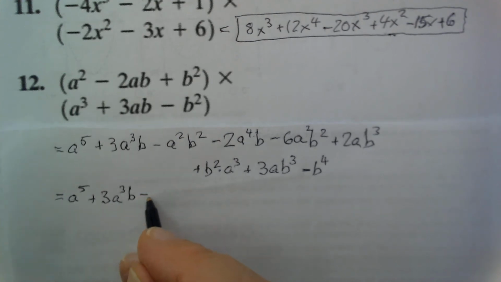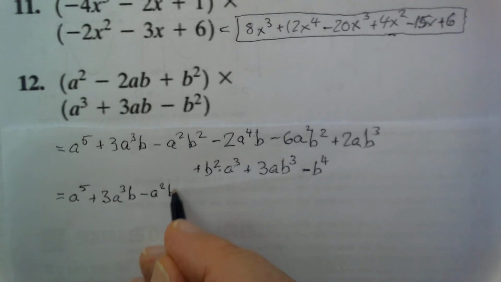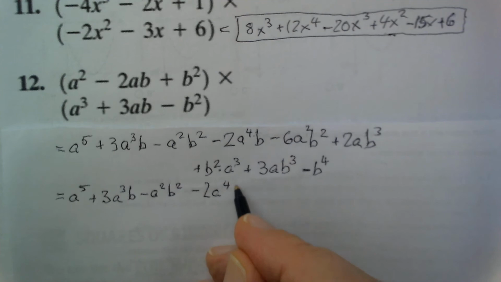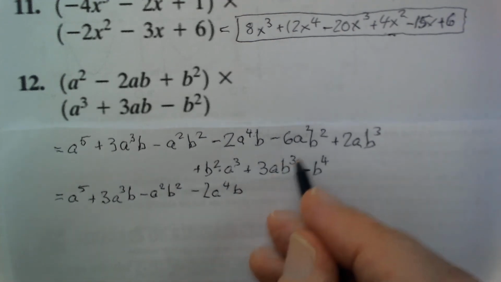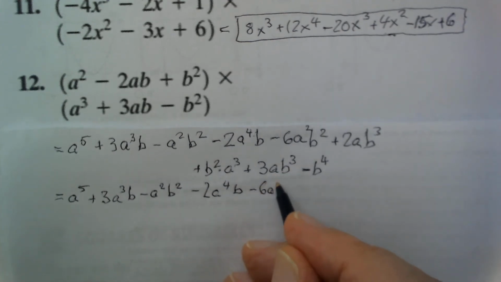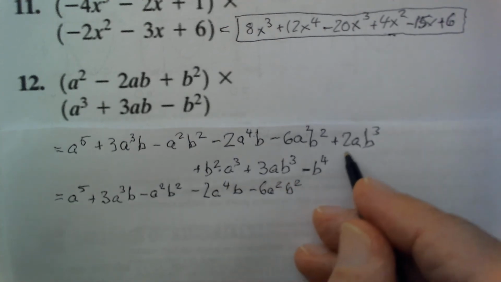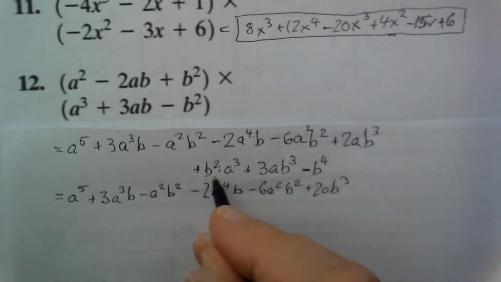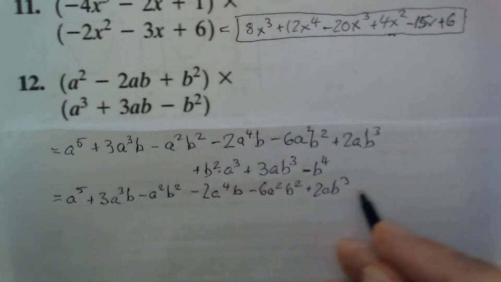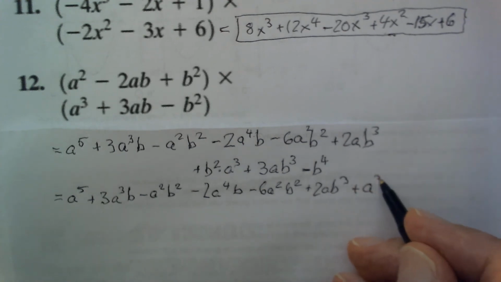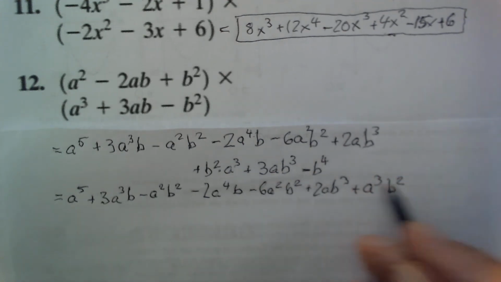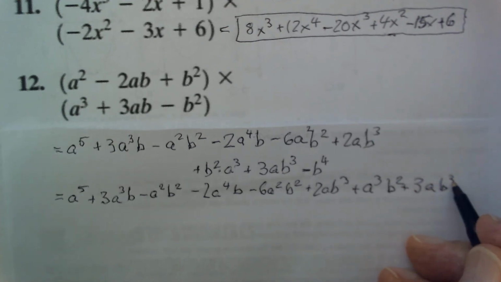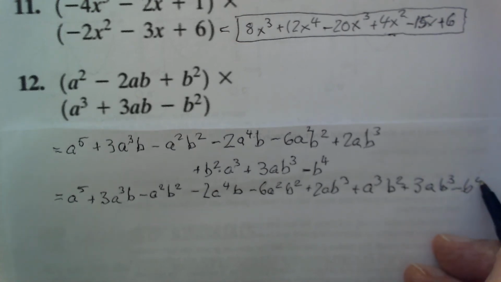And we have minus a squared b squared. And we have minus 2a to the fourth b. We have minus 6a squared b squared. And we have 2ab to the third. And we have a to the third b squared. A to the third b squared. And we have 3ab to the third minus b to the fourth.